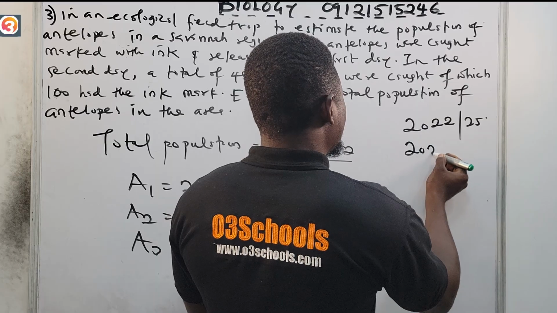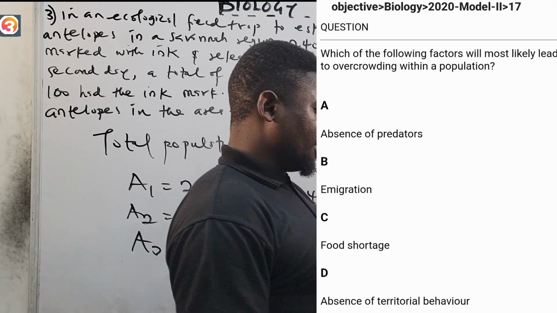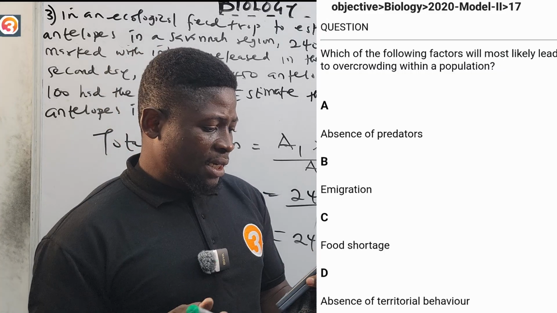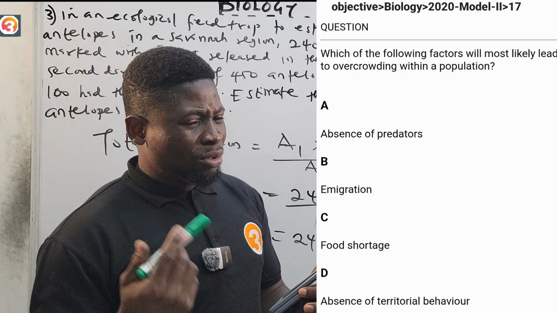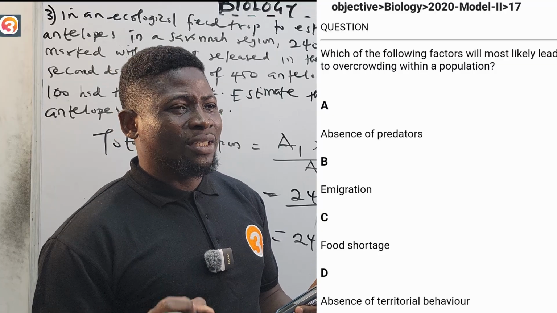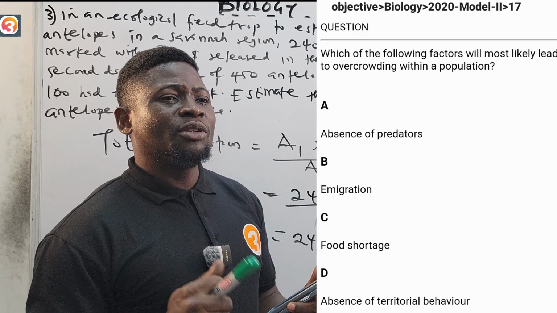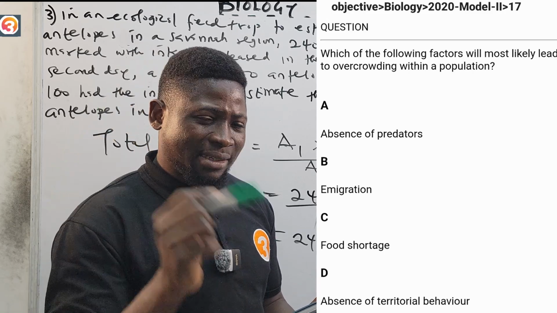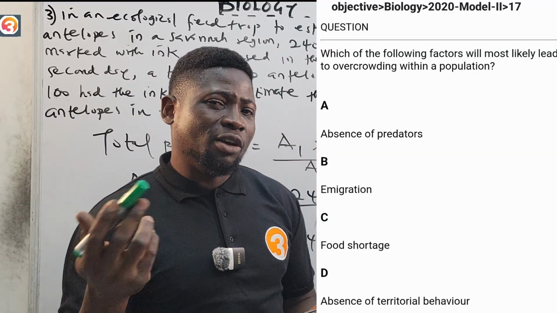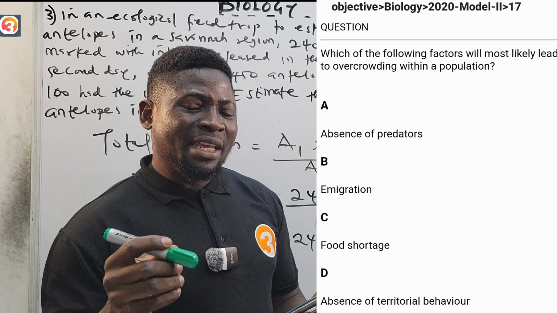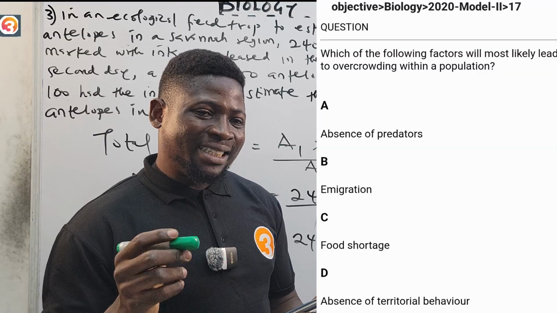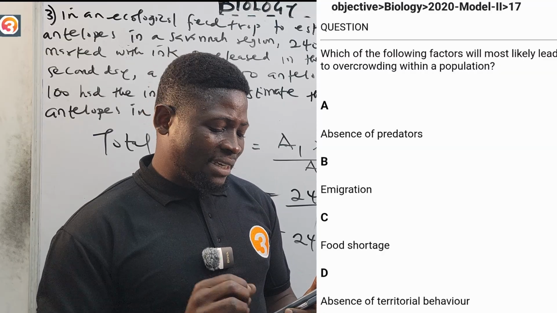2020, number 17, it says, which of the following factors will most likely lead to overcrowding within the population? A says absence of predator. Okay, so use your sense very well. If predators are not present, therefore means that what? Nothing is taking the young ones of animals. Nothing is even killing the organisms themselves, let alone their young ones. Okay, that means that the mortality rate there is very, very low, isn't it? Now, B says emigration. Okay, C says food shortage. D says absence of territorial behavior. Okay, tell me the correct answer in the comment section.